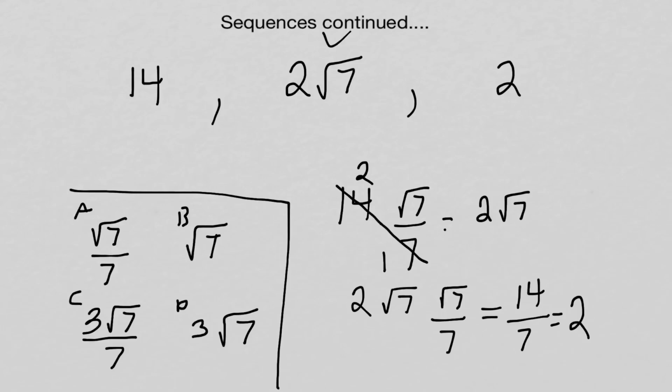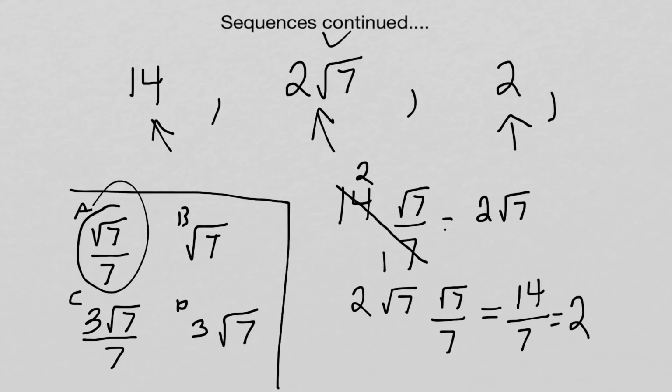I tried this square root of 7 over 7. I multiplied it by the 14. Then I multiplied it by this. And just so you'd know, if I was going to go even further, I would multiply 2 times the square root of 7 over 7, and that'll be your next term.